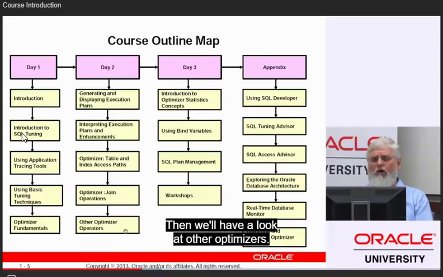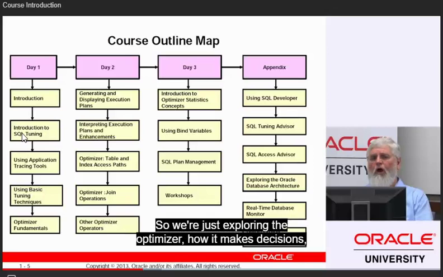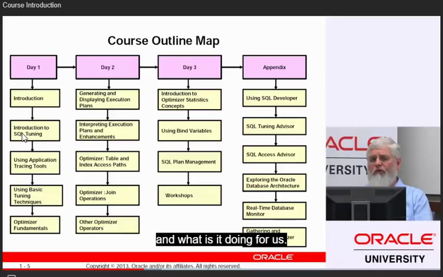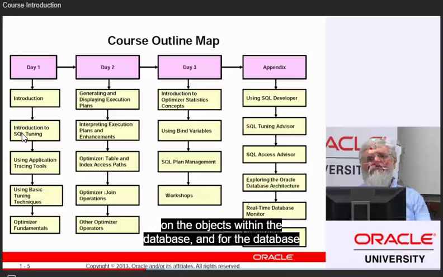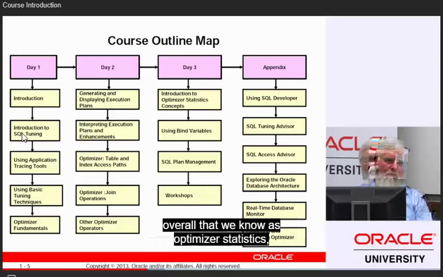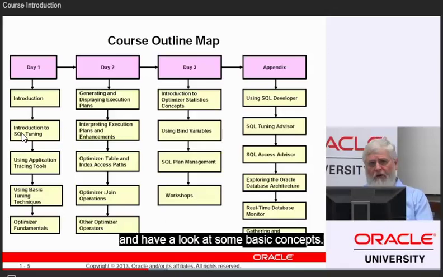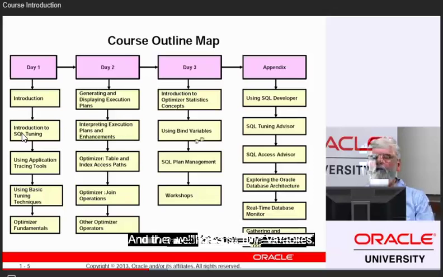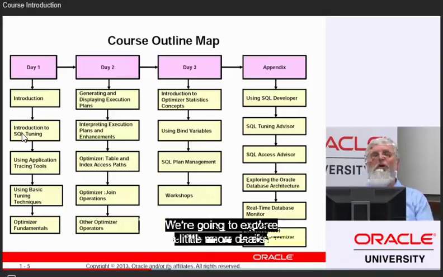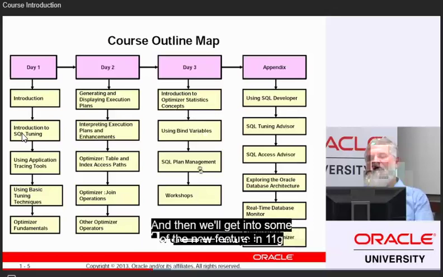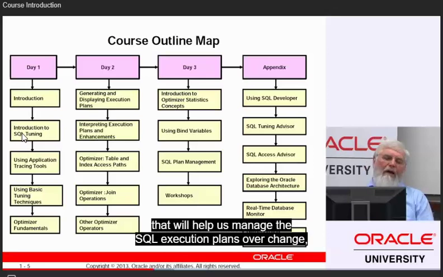On day 3, we'll have a look at collecting statistics on the objects within the database and for the database overall, that we know as optimizer statistics, and have a look at some basic concepts. And then we'll discuss bind variables. We're going to see bind variables earlier on in a couple of chapters. We're going to explore a little more detail around this area in this chapter. And then we'll get into a new feature in 11g that will help us manage the SQL execution plans over change, called SQL Plan Management. And we continue this process in 12c of the database.